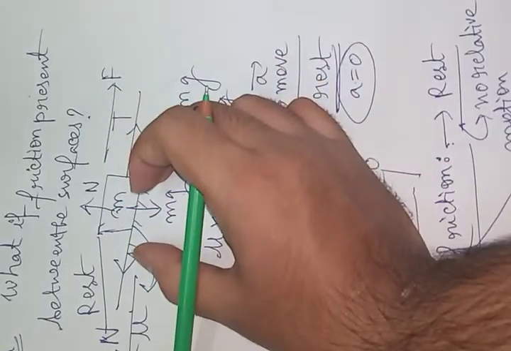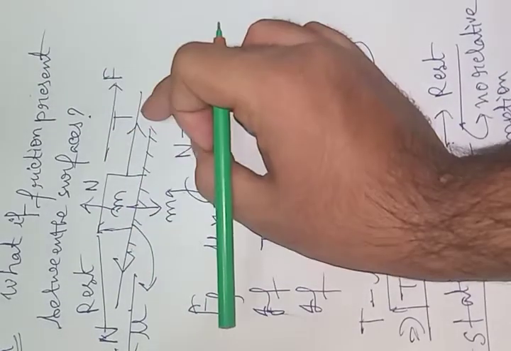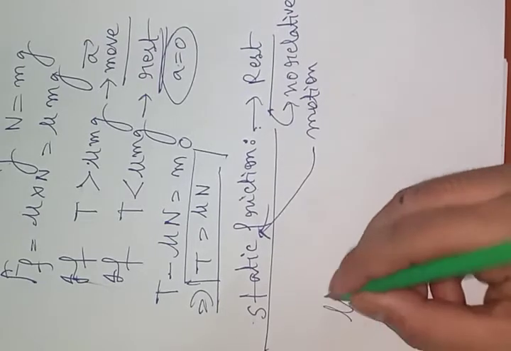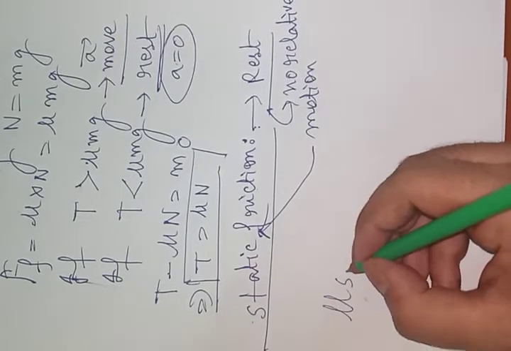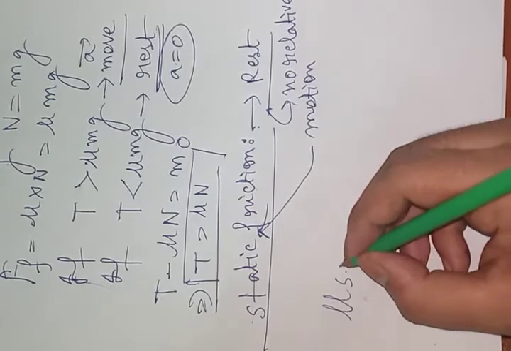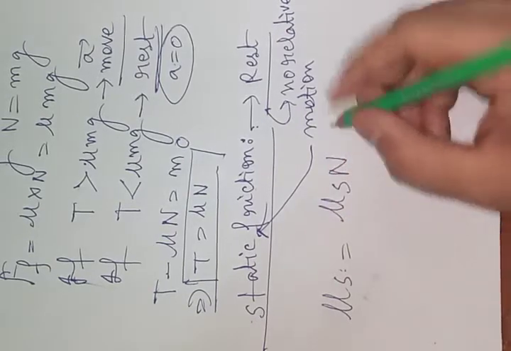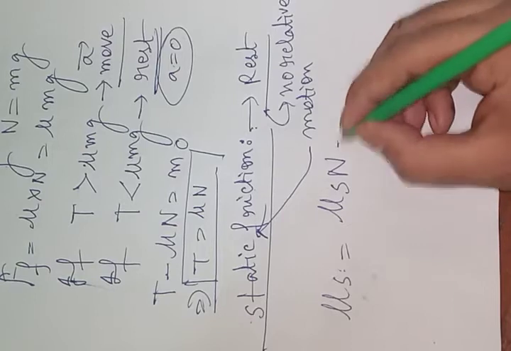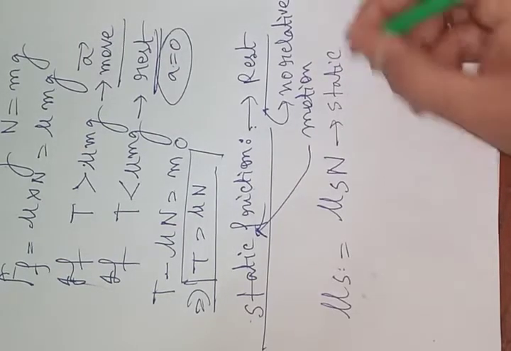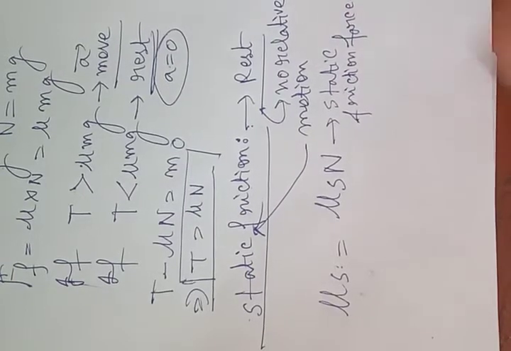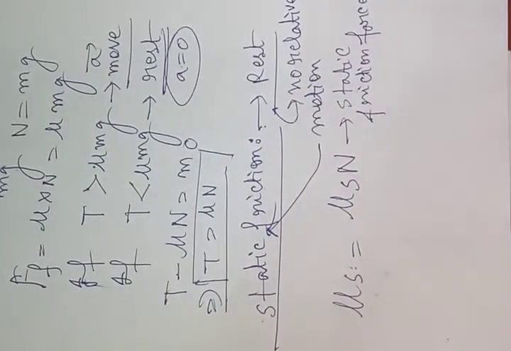there is some force that is opposing this force and opposing the relative motion between these two surfaces, and that is the static friction, guys. This is the static friction. We denote this by mu s, the coefficient of static friction, and mu s times n is what we call the static friction force. So this is a static friction force, mu s n.